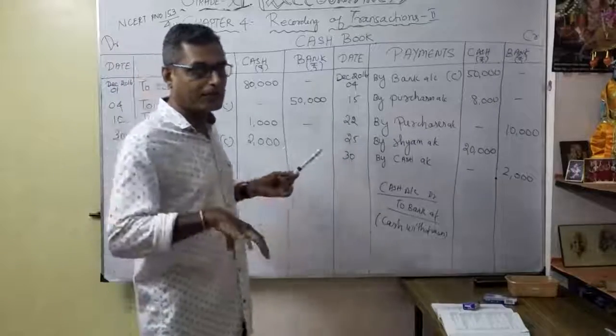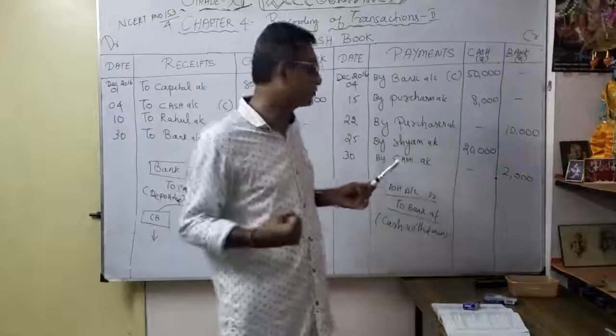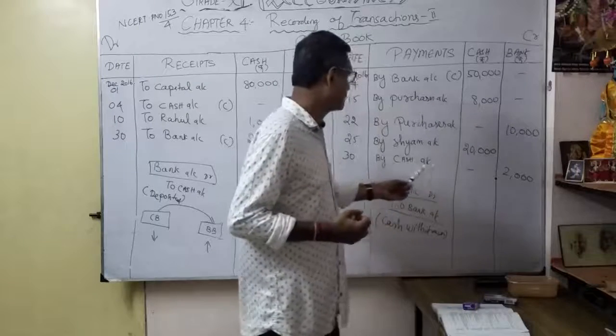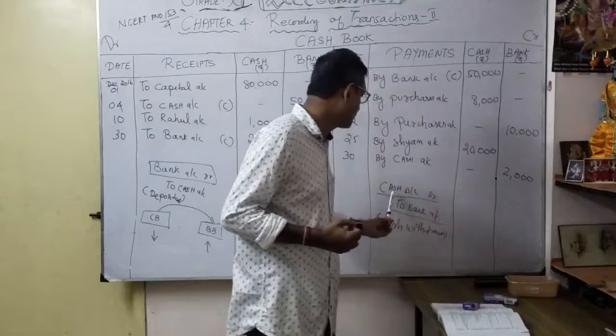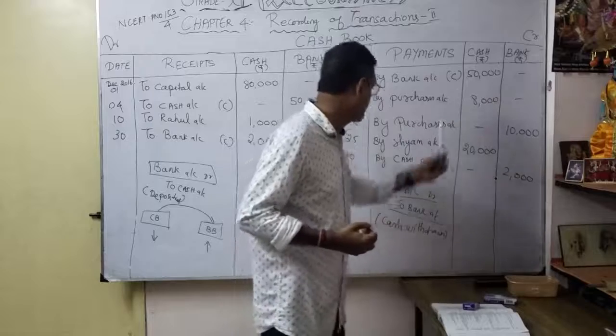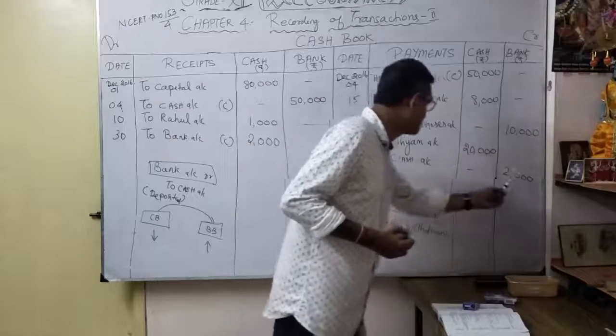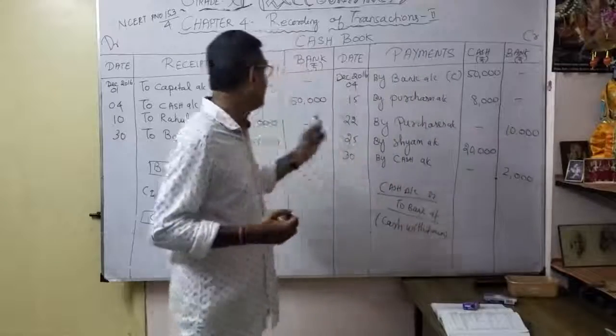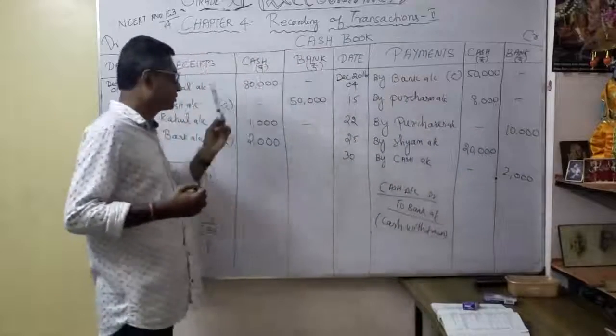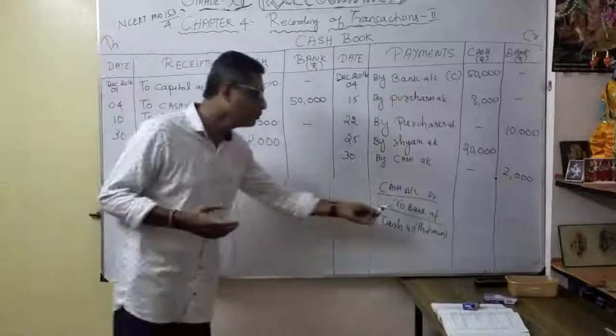Similarly, in my bank, cash is automatically reduced. That's why we write "By cash account 2000." Then when you are posting in the bank account, we write "By cash account 2000." In the cash account, "To bank account 2000." Okay, so this you easily understood.